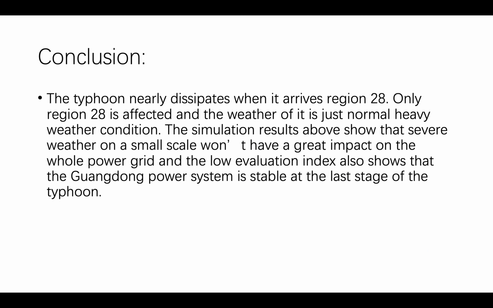So this is what I got from the simulation of the typhoon in Guangdong province. The conclusion is that the typhoon nearly dissipates when it arrives at region 28. Only region 28 is affected, and its weather is just a normal heavy weather condition. The simulation results show that severe weather on a small scale won't have a great impact on the whole power grid, and the low evaluation index also shows that the Guangdong power system is stable at the last stage of the typhoon. That is all. Thank you, Professor.